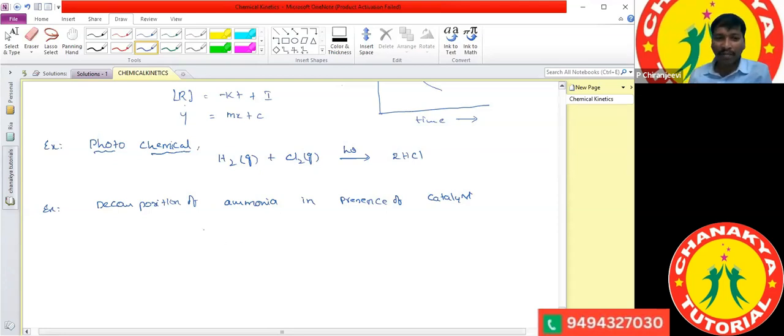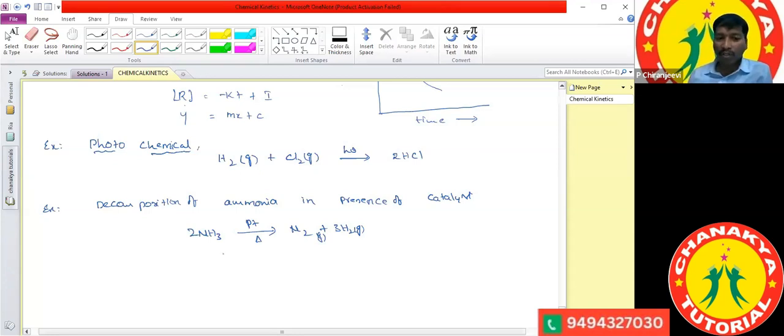So what is the example? 2 moles of ammonia, if 2 moles of ammonia decompose in presence of platinum at high temperature, then it forms 1 mole of nitrogen gas plus 3 moles of hydrogen gas.